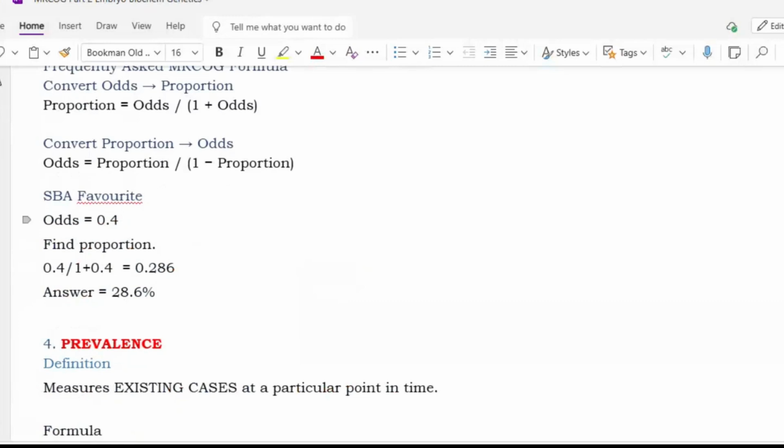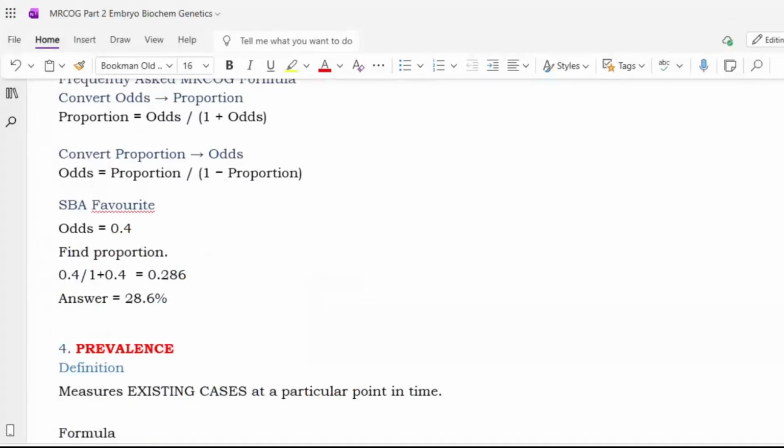Suppose the odds is 0.4. Then find out the proportion. Proportion equals odds upon 1 plus odds. So that is 0.4 divided by 1 plus 0.4, equal to 0.286. That is 28.6%. So that is how the odds and the proportions are related.